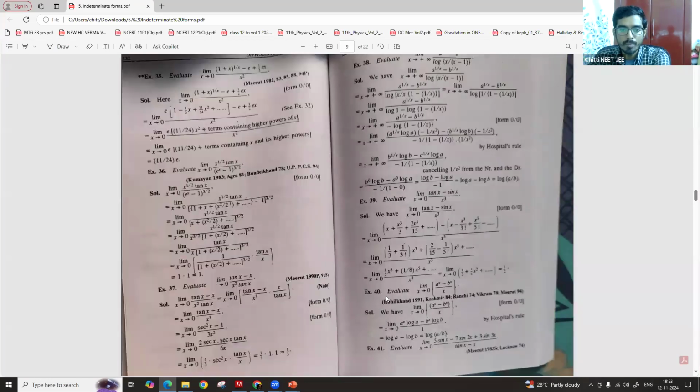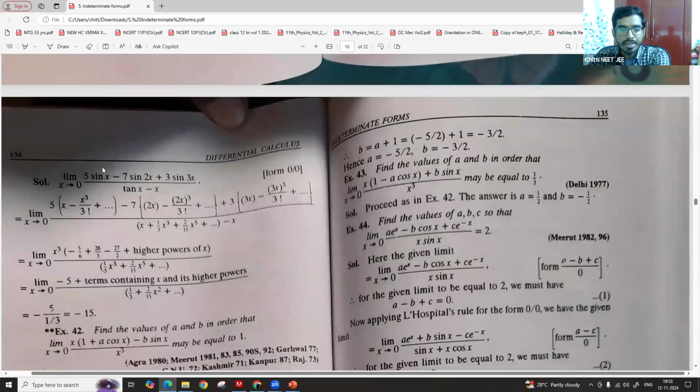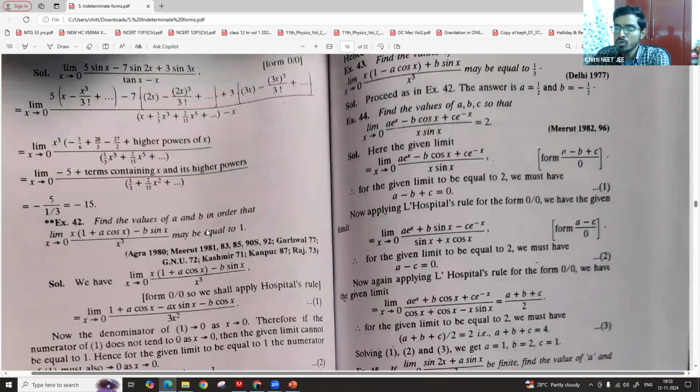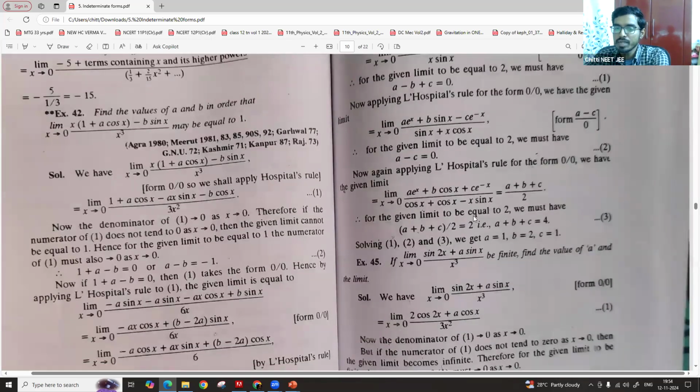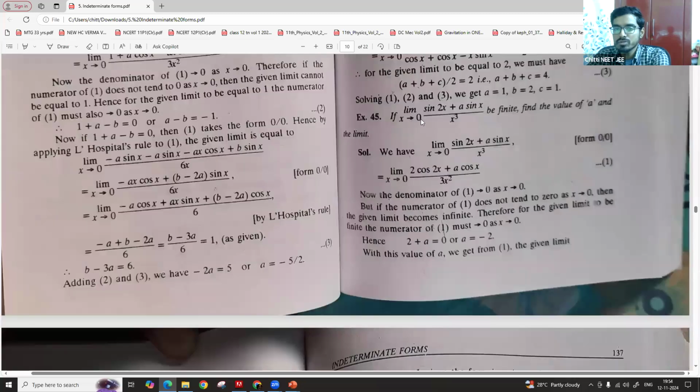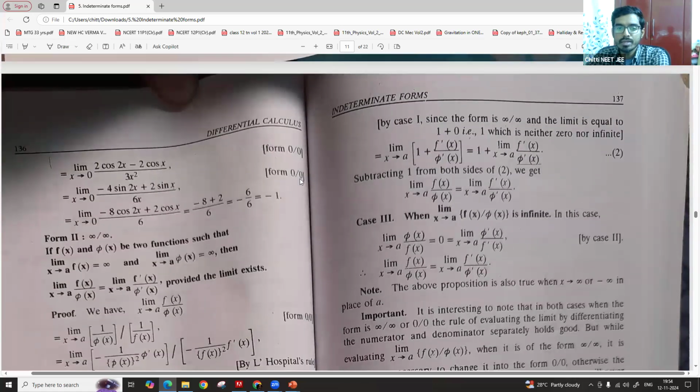So these are the 4 problems that I have discussed. Find the values of a and b so that the limit is equal to 1. They did it using L'Hopital's rule. You can do it any way, but I did it using the Maclaurin series because I'm more comfortable with it. Find the values of a, b, c so that this is equal to 2. They are using L'Hopital's rule; we have got the same equations: a plus b plus c is equal to 4, a minus c is equal to 0, and a minus b plus c is equal to 0. And here also, find the value of a so that the limit is finite, and the limit. It turns out to be minus 1, but they did it using L'Hopital's rule.